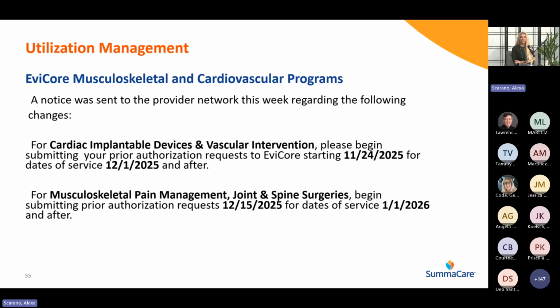And we have provided the code lists for each of these programs, of those codes that will also go to EviCore. We will also be updating our prior authorization lookup tools. So again, we encourage you to look up that CPT code to determine, does it come to SummaCare to process, or is this a code that goes to EviCore? EviCore will also be following that ambulatory surgery list. So they will also have those that if it's done in an ambulatory surgery center will not require prior authorization.